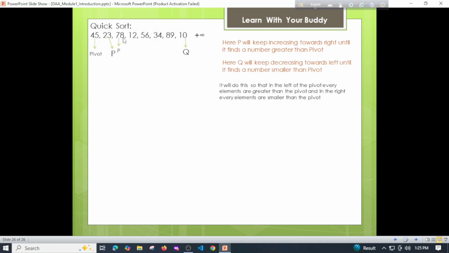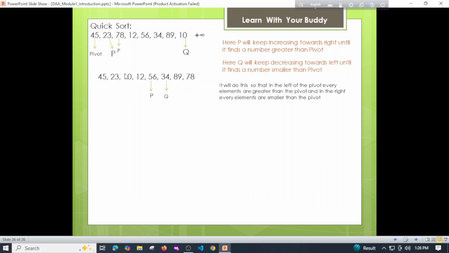Now look, is 23 greater than 45? No, so it will go to the right. 78 is greater than 45. So now the new P will be 78, and 10 is already smaller than the pivot, so Q will remain the same. Then P and Q, 78 and 10, will swap their places. So now our P is 23, the immediate element after the pivot, and our new Q will be 78.